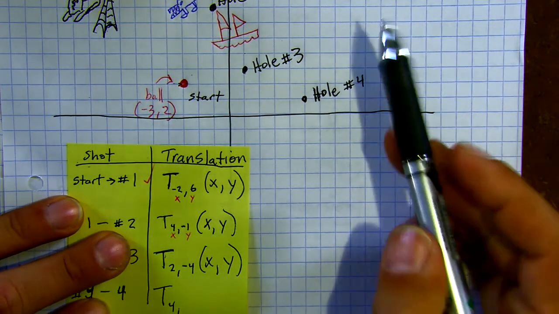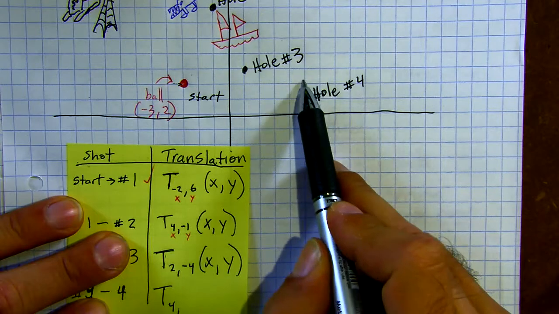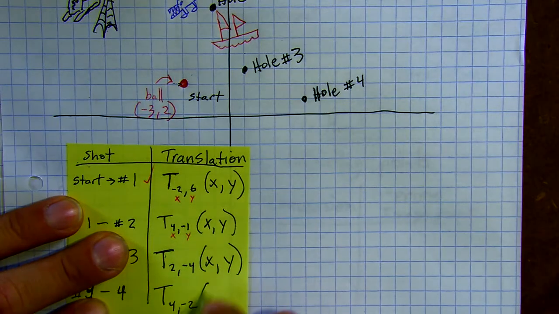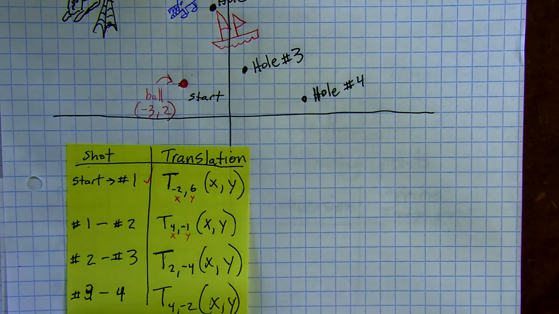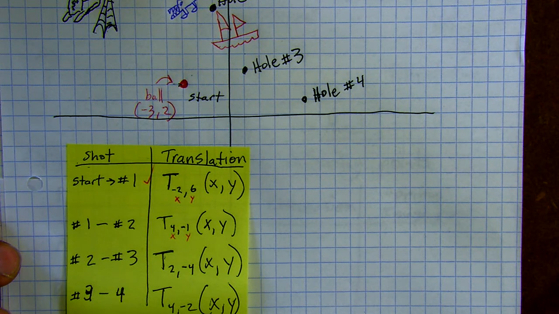What is the Y movement? We're even here, so we go down 2, negative 2. XY. Yeah? Okay. So that is our first miniature golf challenge.